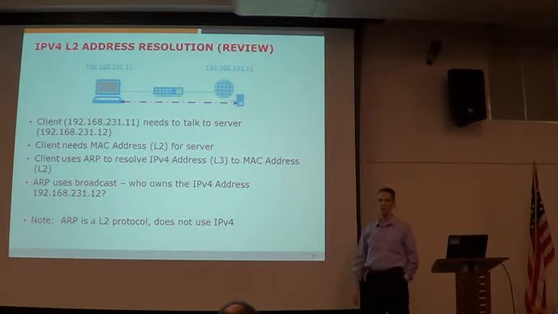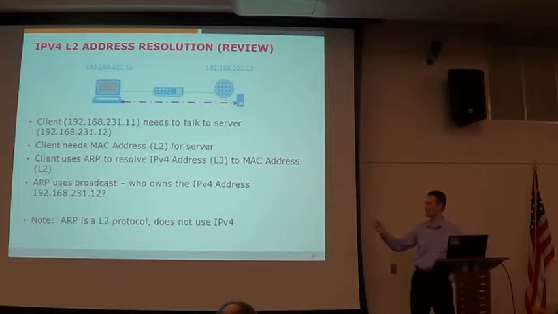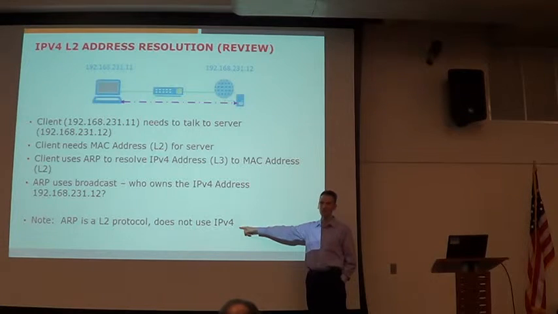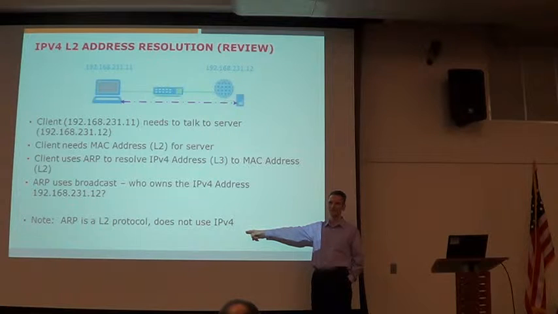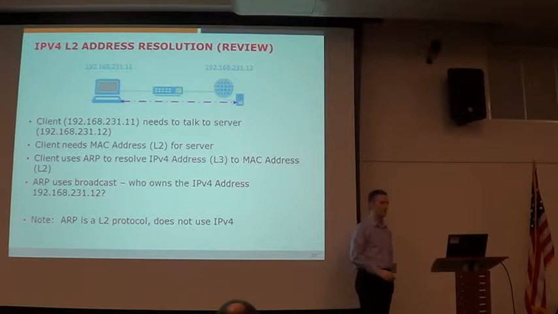Now, there's a couple things to know. One, it uses broadcast, right? That's a problem that's gone in IPv6. This is also a very important, subtle thing: ARP does not run over IP. This is a huge change with IPv6. Very subtle, but very important.